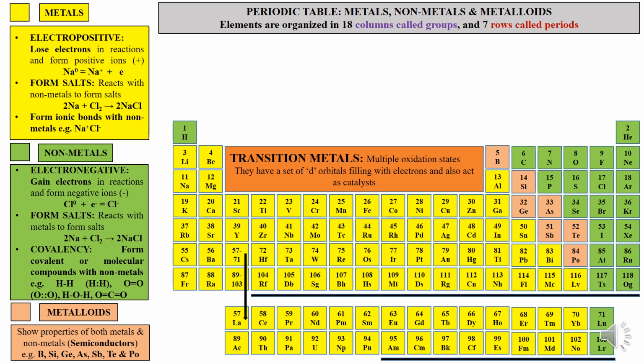Now the elements from atomic numbers 57 to 71 and elements from atomic numbers 89 to 103 are called inner transition metals or inner transition elements, and you can find them below the periodic table in 2 rows.